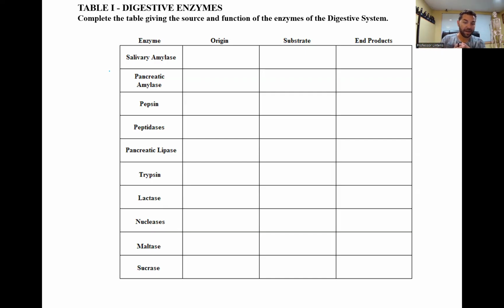So maybe you name it, lactase breaks down lactose sugar, which is a disaccharide, into its 2 respective monosaccharide components, right? Amylase is going to break down complex carbohydrates or sugars into glucose. Pepsin, peptidases, trypsin, etc. break down proteins.